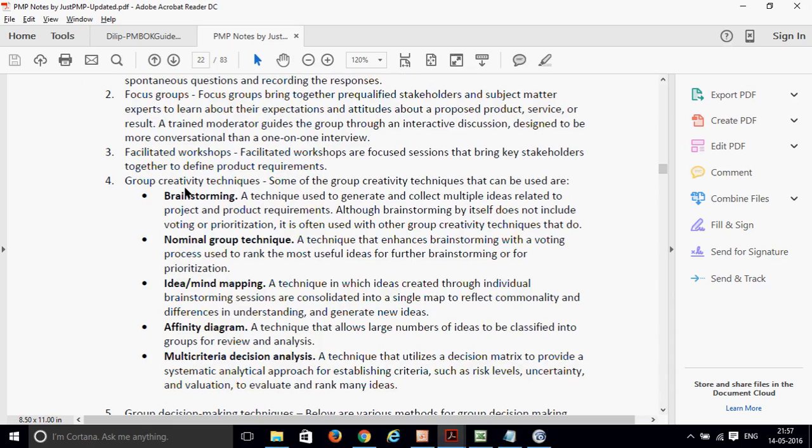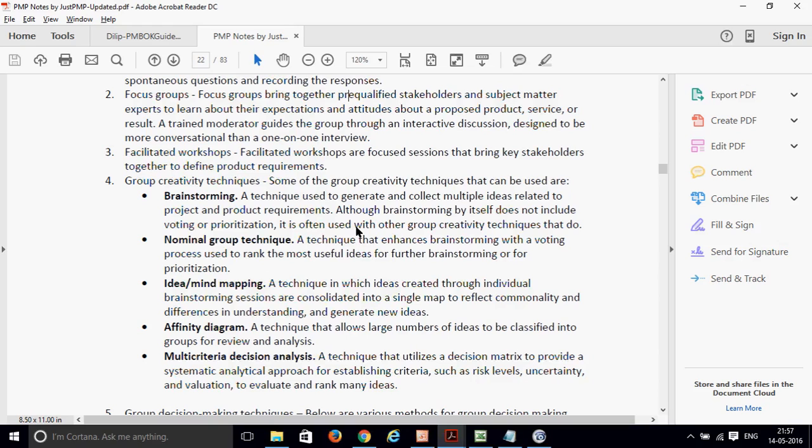When you talk about creativity, it means you're thinking of something new, something you want to develop, and you discuss with them to get that requirement. Some of the group creativity techniques that can be used are like brainstorming. Brainstorming is a technique used to collect multiple ideas related to the project and product requirements. You use it to generate and collect multiple ideas, because 3-4 people are there, and they will keep giving different ideas that you want to implement.